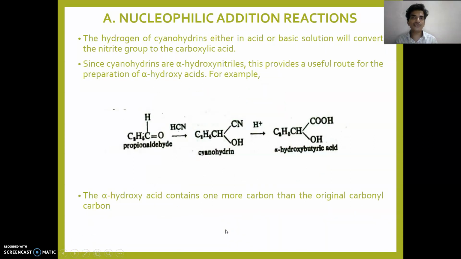The hydrolysis of these cyanohydrins, in either acid or basic solution, converts the nitrile group into a carboxylic acid, and hence the cyanohydrins are alpha hydroxy nitriles. This provides a powerful route for the preparation of alpha hydroxy acids. For example, propionaldehyde with cyanohydrin formation will give alpha hydroxy butyric acid. So the alpha hydroxy acid contains one more carbon than the original compound.